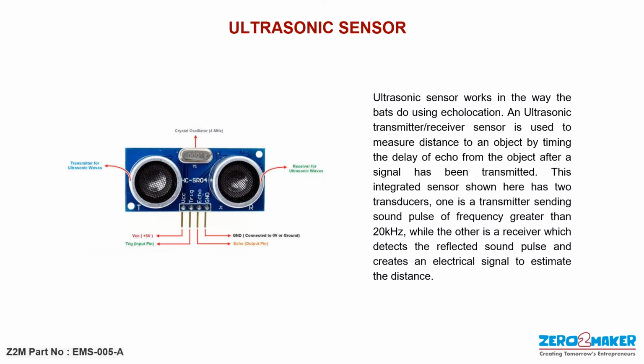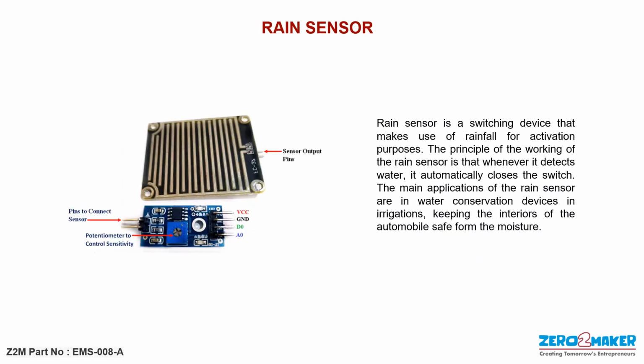Ultrasonic sensors work in a way like bats do, using ultrasonic transmit and receive sensors to measure distance based on trigger and echo. Here 4 pins are available: VCC, ground, echo and trigger. Trigger sends a frequency greater than 20 kilohertz, while the other is receiving, which detects the sound pulse and creates the electrical signal to estimate the distance.